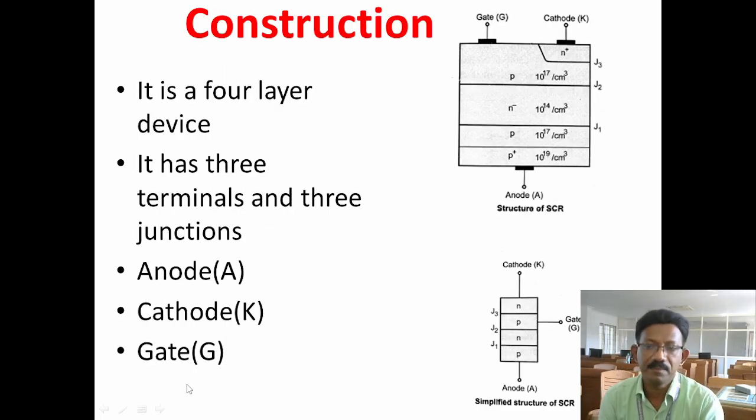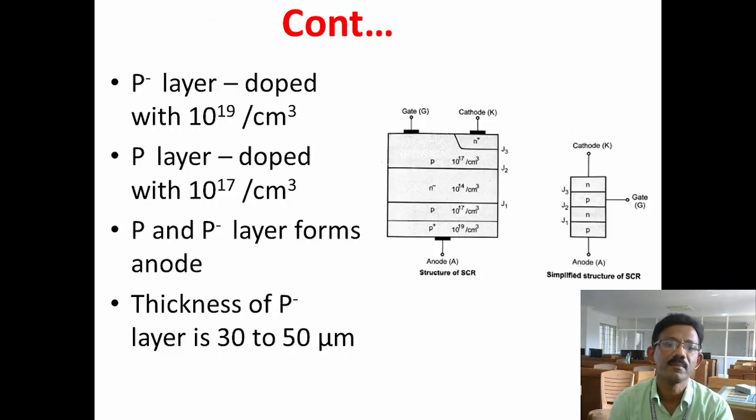Then construction. It's a 4-layer device. Four layers are there. Then 3 terminals are there. The 3 terminals are named as anode, cathode and gate. Then the layers, first P layer.